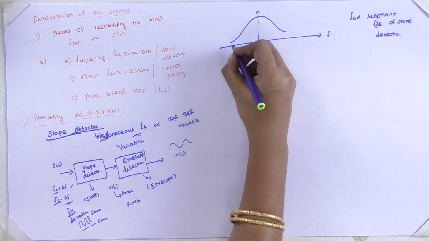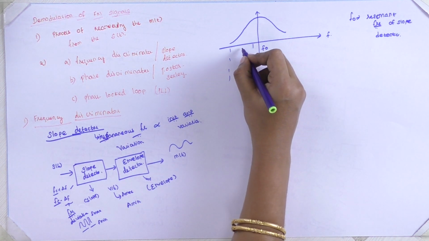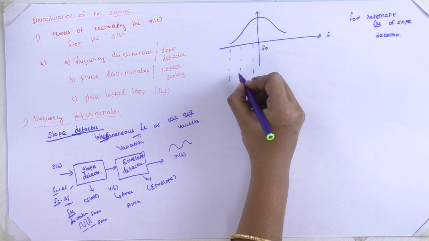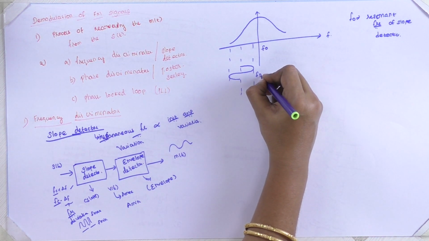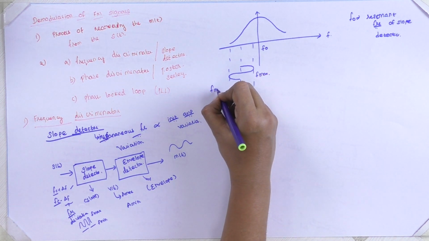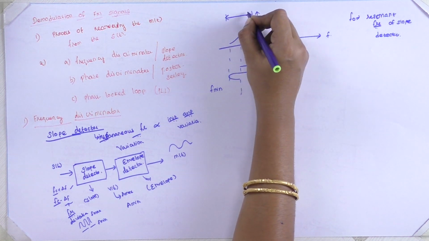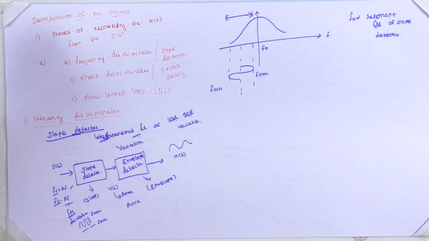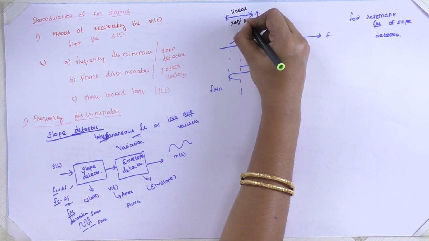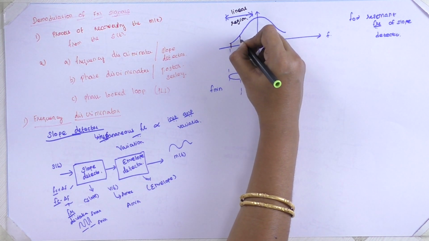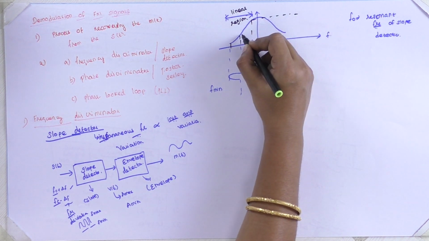Our incoming frequency is lying here, from F minimum to F max. This is our F minimum, this is our F max. Assume this is our maximum frequency and this is our minimum frequency. This particular region is referred to as the linear region of the slope detector. Corresponding to these variations, we are going to get the amplitude variations here.